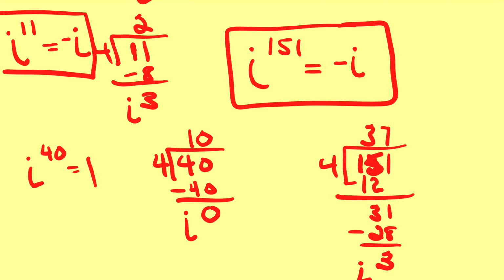Easy as that. The hard part is remembering what to do: division by 4, and you're using the remainder. All right, next up.